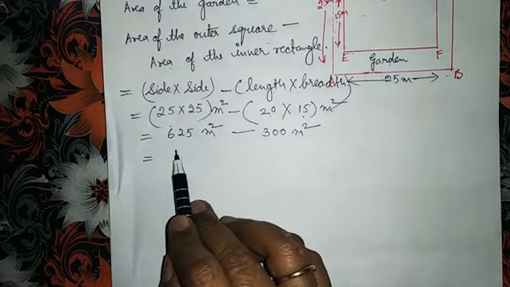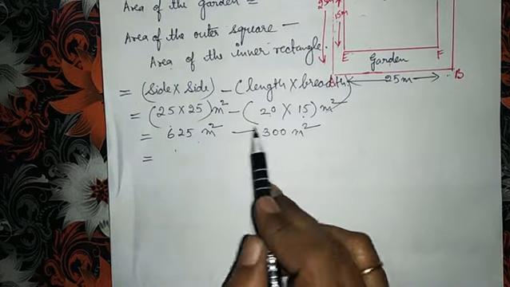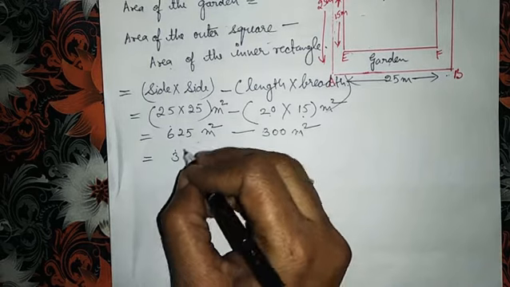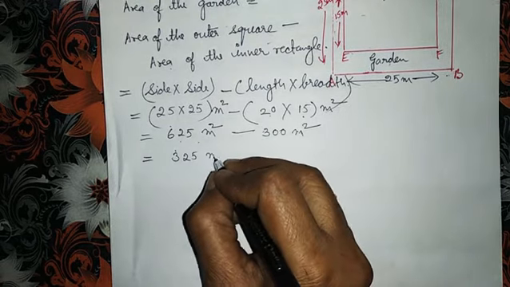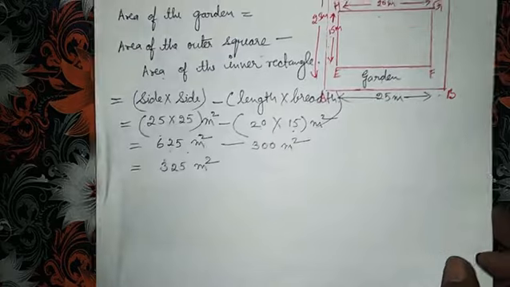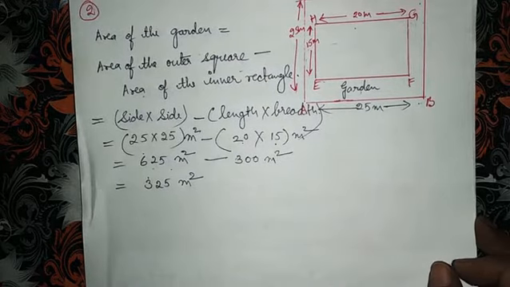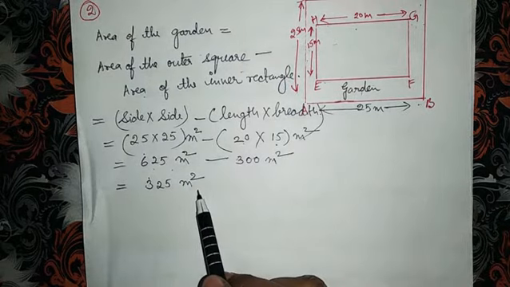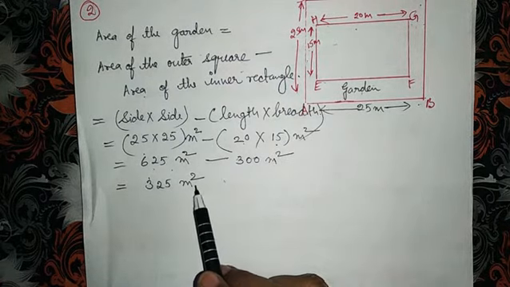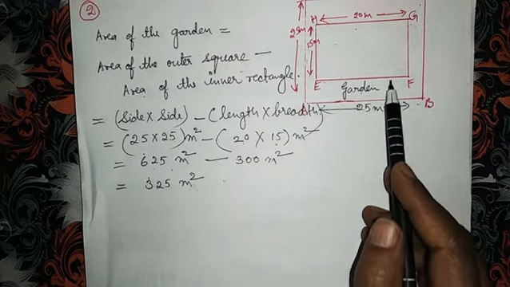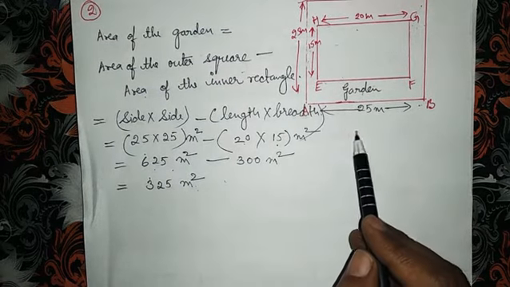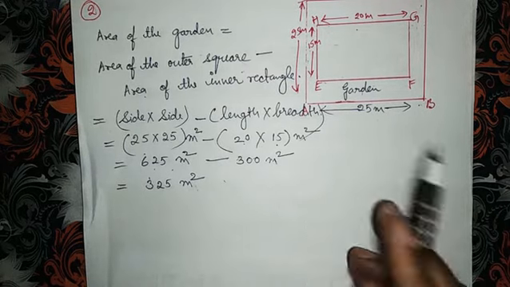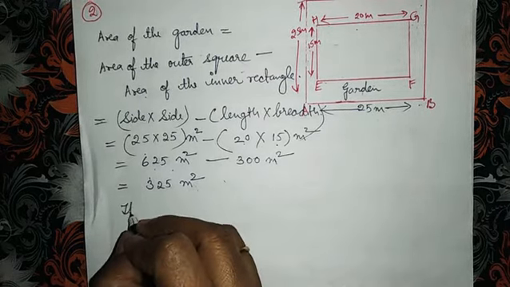Okay, now we will subtract 300 from 625. Children, here what will come? 325 meter square. Okay, now we have calculated area of the garden here. Now we have to find the total cost of developing a garden at the rate of rupees 55 per square meter.